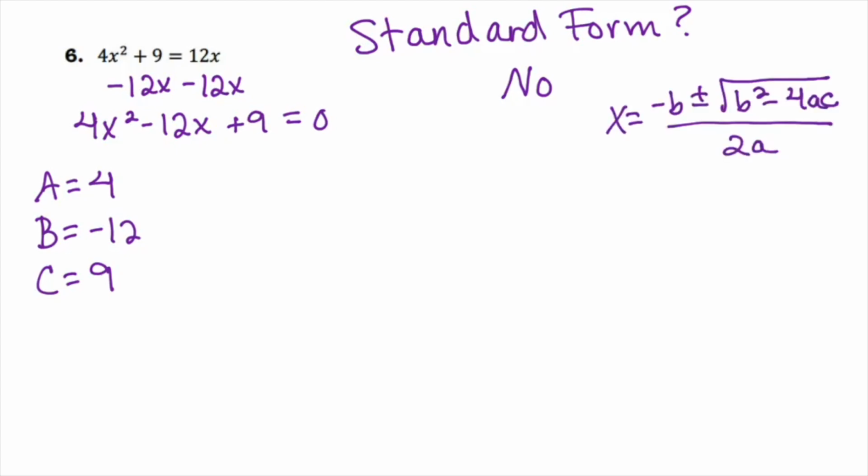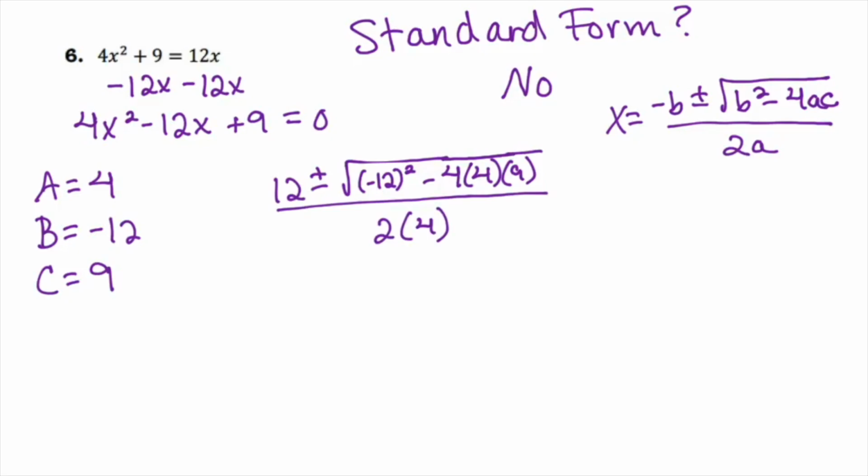So the opposite of b is 12. Should I sing the song one more time? X equals negative b plus or minus the square root of b squared minus 4ac all over 2a. You're welcome. Okay, so the opposite of b is 12. Plus or minus b squared, which is negative 12 squared, so that's 144 when we rewrite it, minus 4 times a times c, so that's minus 4 times 9, all over 2a, so that's 2 times 4.